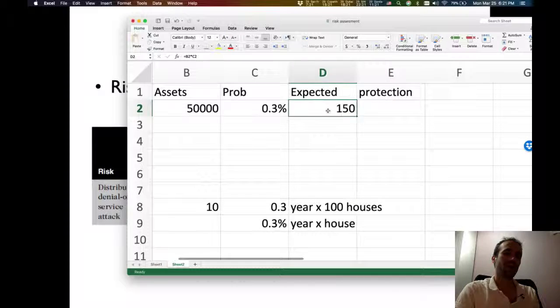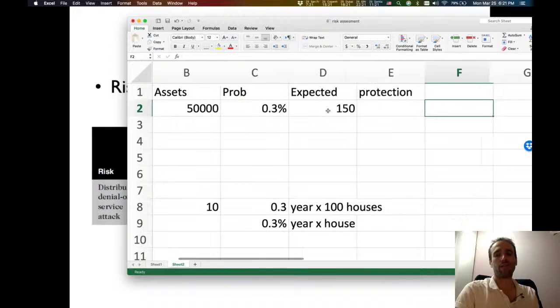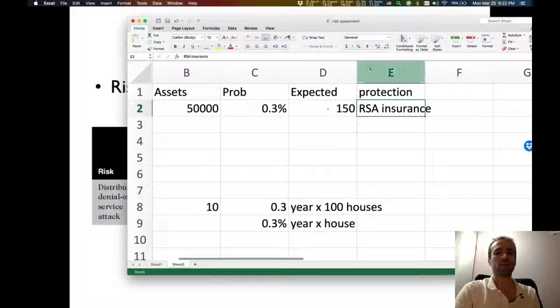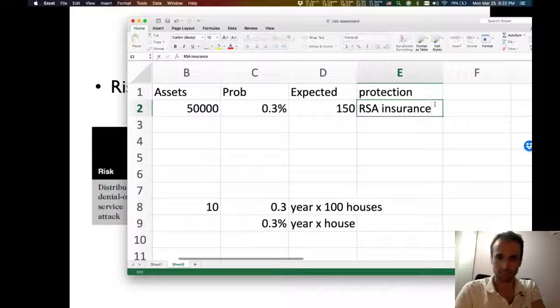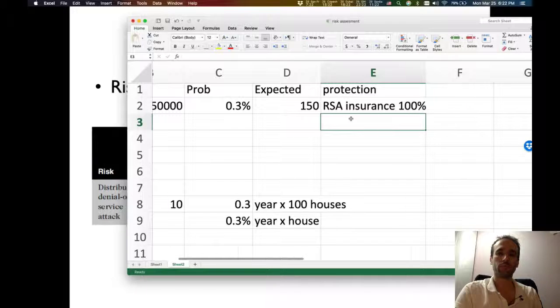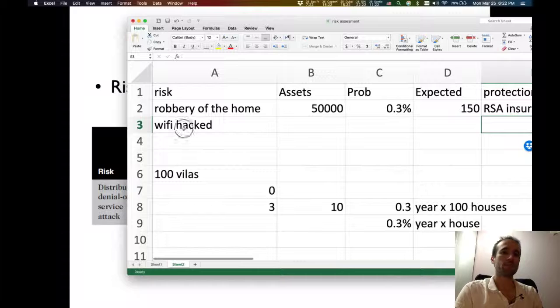Then we assess how prepared we are in the case of this event. So let's say that I have insurance against robbery from RSA insurance. So I'm 100% covered. So in this case, I could say 100%. I'm not worried about this event. Let's do the next one.